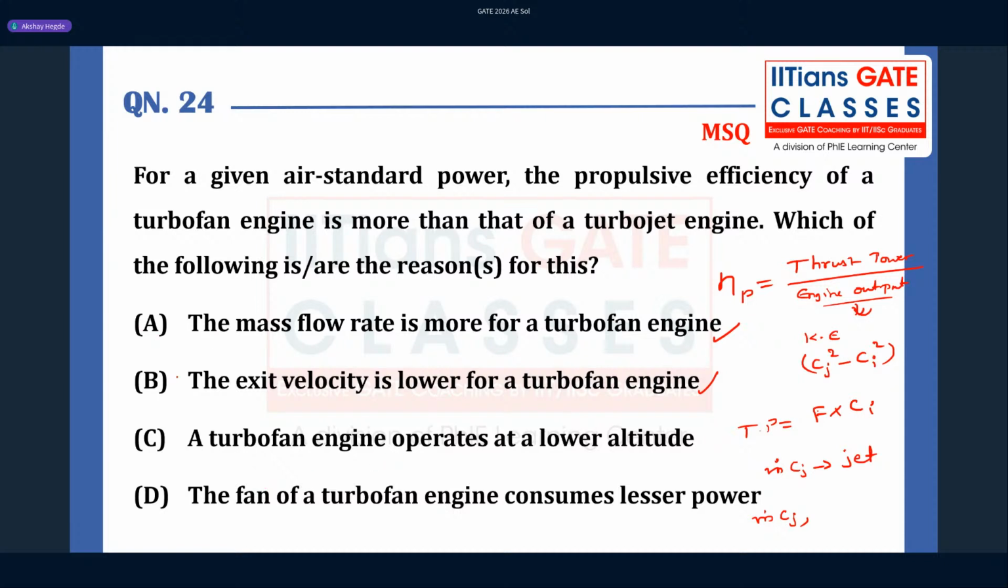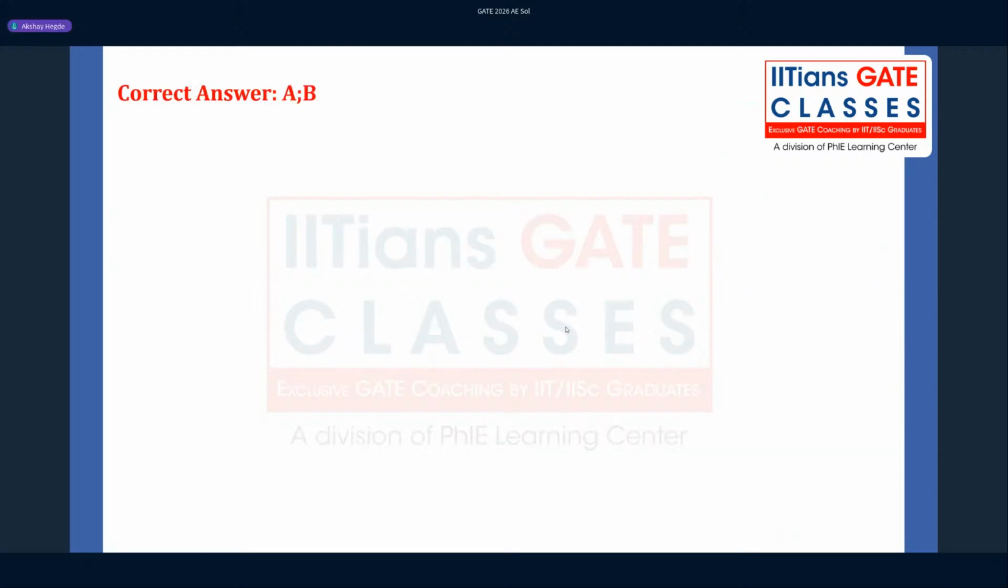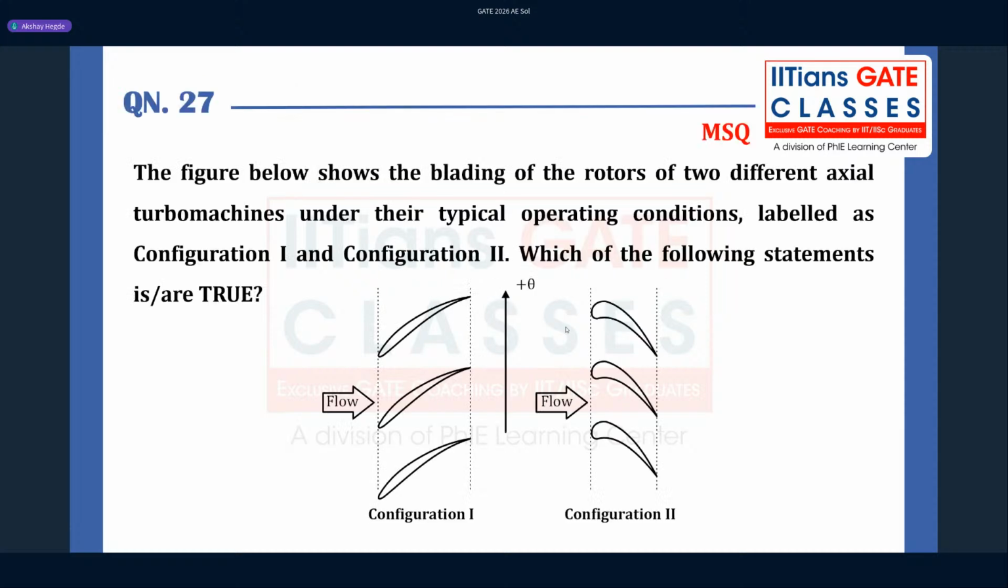Whereas A and B, certainly they are correct reasons for why the propulsive efficiency in a turbofan is more, right? So this needs more of an argument from your end to decide which of these two options are actually correct. So yeah, the correct options given in the key are also A and B. Okay, so let's move on to the next question.